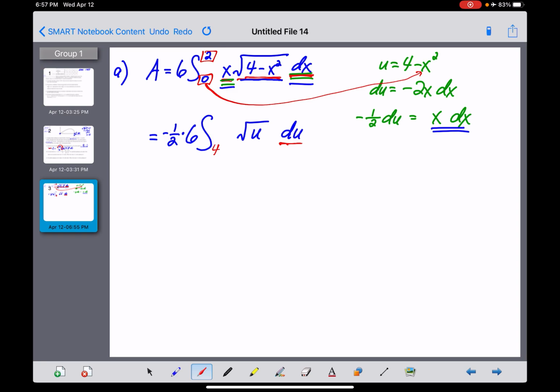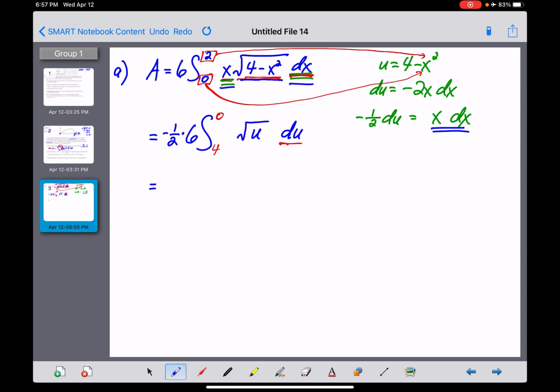And something weird happens here now. I'll take that 2 and put it in here for x. 4 minus 2 squared is 0. So our limits of integration, when we change them from x values into u values, now all of a sudden are backwards from what you might expect them to be, but no need to panic about that.